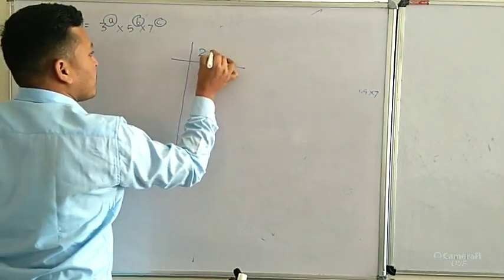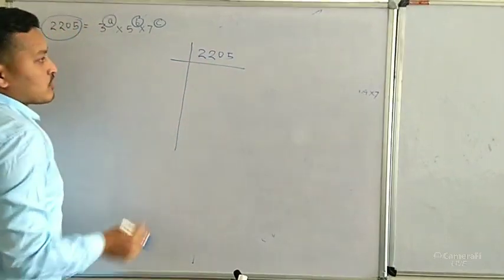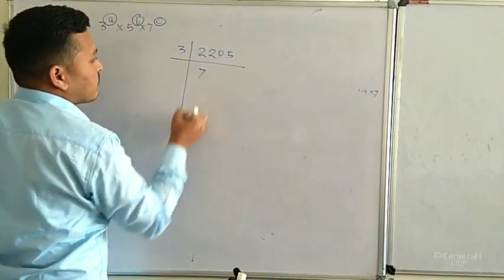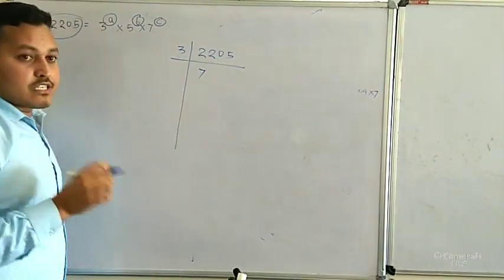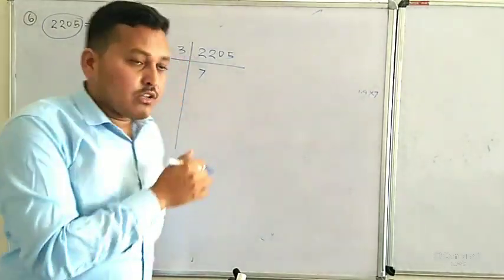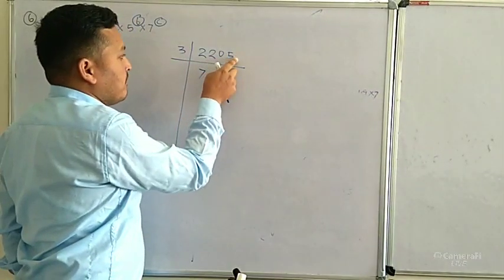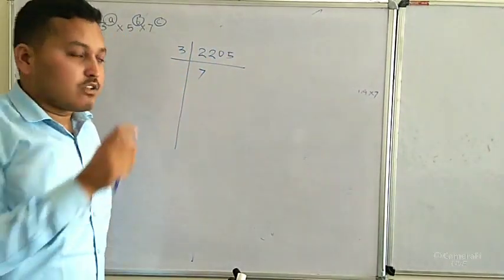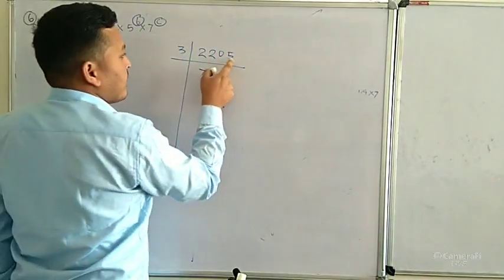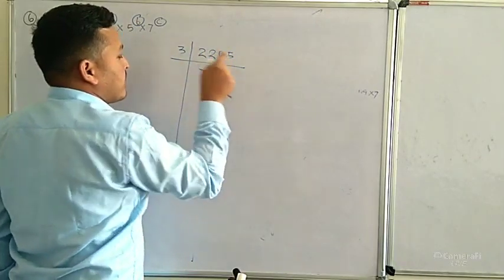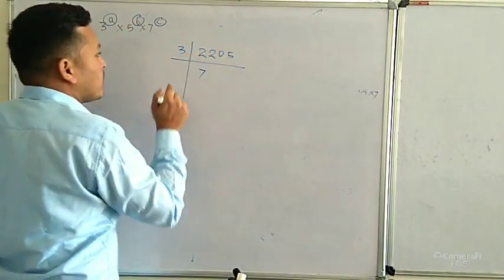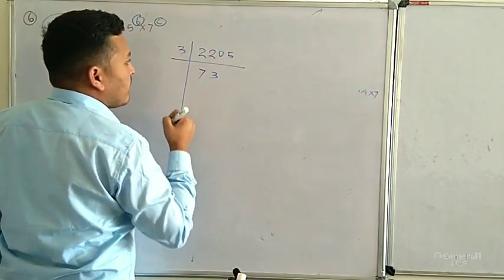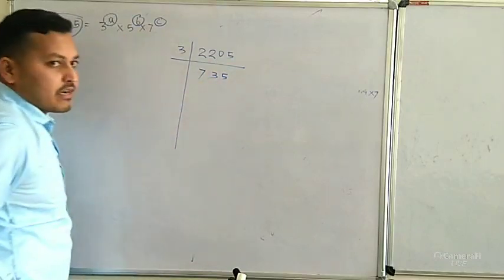First find the factors of 2205. It is not divisible by 2, so first is 3. How can you check this number is divisible by 3? If the sum of all the digits is divisible by 3, then the whole number is also divisible by 3. So 2 plus 2 is 4, 4 plus 0 is 4, 4 plus 5 is 9, and 9 is divisible by 3, so the number is also divisible. So 3 sevens are 21, 3 threes are 9, and 3 fives are 15, 735.